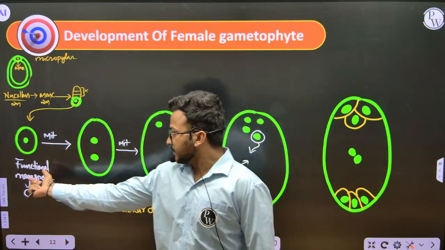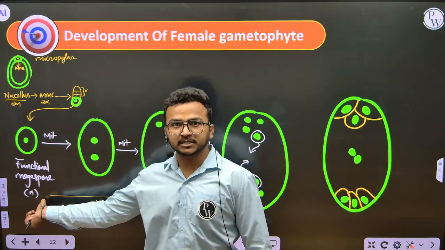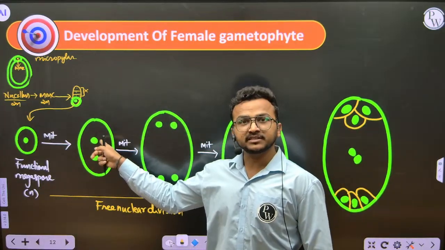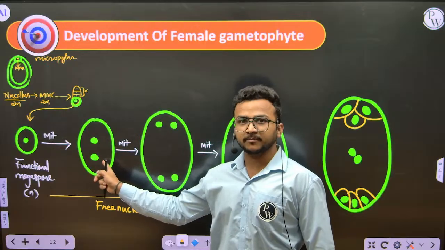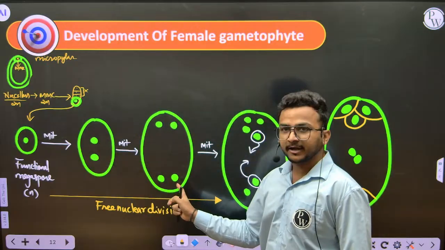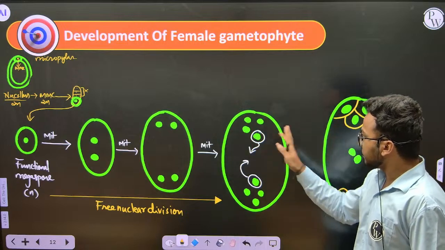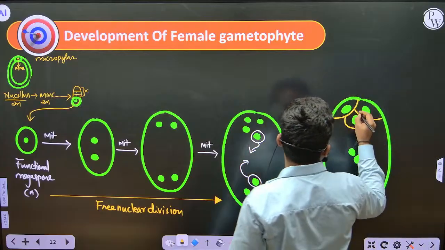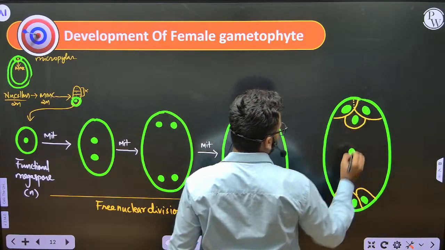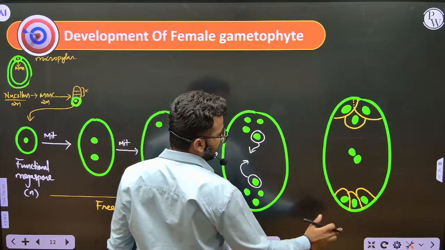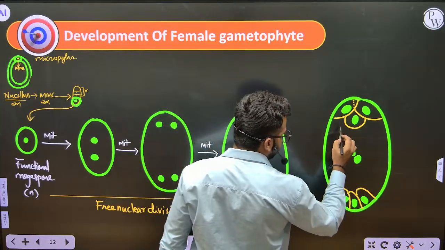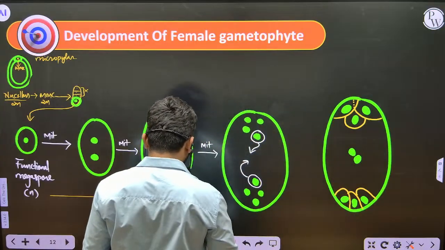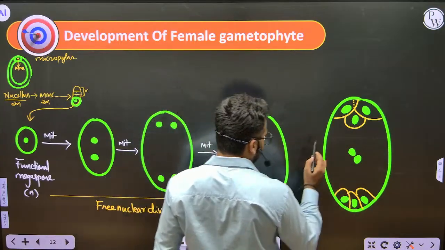This is haploid, this is haploid, because the functional megaspore was in haploid condition. If a haploid nucleus undergoes mitotic division, the resulting nuclei are also haploid. So all these nuclei are in haploid condition. Here three cells are there, here three cells are there, and at the center two nuclei are there. This one we call the large central cell.